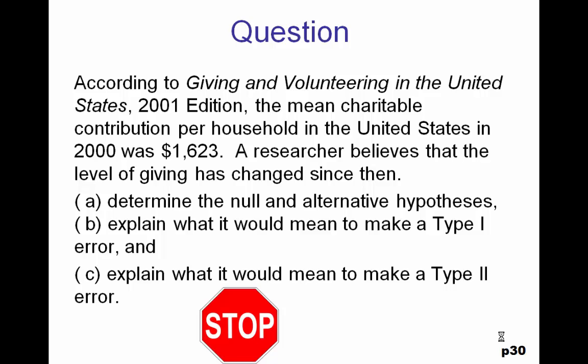According to Giving and Volunteering in the United States, 2001 edition, the mean charitable contribution per household in the United States in 2000 was $1,623. A researcher believes that the level of giving has changed since then. Determine the null and alternative hypotheses, and then explain what it would mean to make a type 1 error and a type 2 error. Stop the video and work this problem before looking at the solution on the next slide.